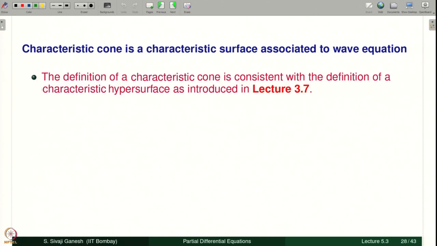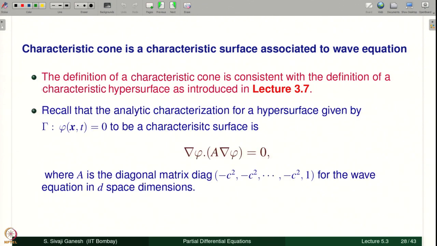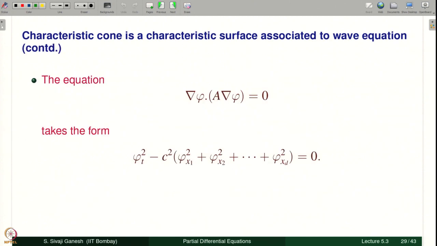So, the definition of a characteristic cone is consistent with the definition of a characteristic hypersurface which we have introduced in lecture 3.7. Recall that the analytic characterization for a hypersurface given by phi of x, t equal to 0 to be a characteristic surface is that grad phi dot A grad phi equals 0, where A is the diagonal matrix minus c square d times and 1 for the wave equation in d space dimensions. So, this equation takes this form when we expand, this gradient is in x, t. And A is the diagonal matrix described on the last slide. So, when we do that we get this expression: phi t square minus c square into norm grad phi square equal to 0.